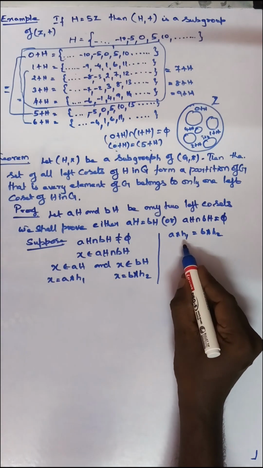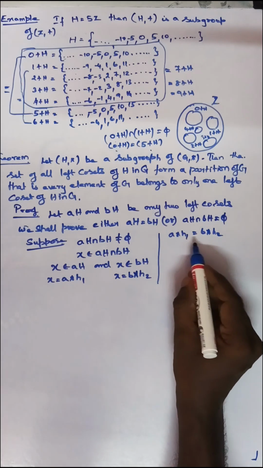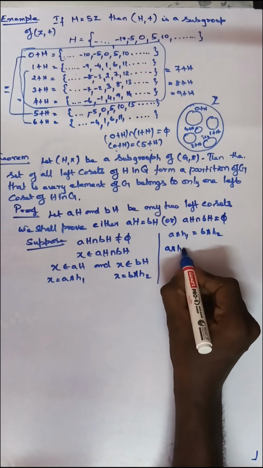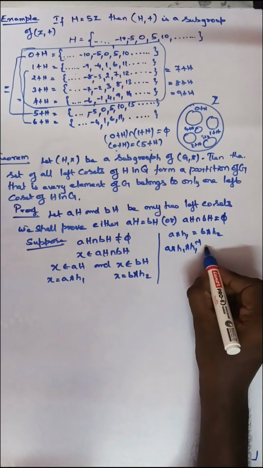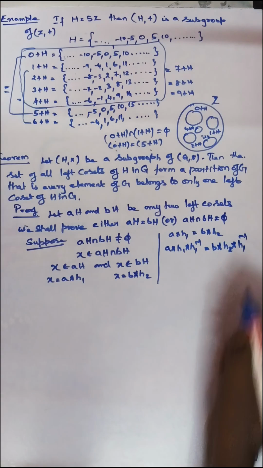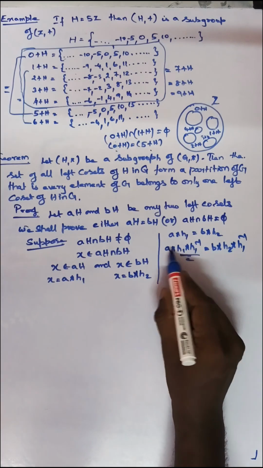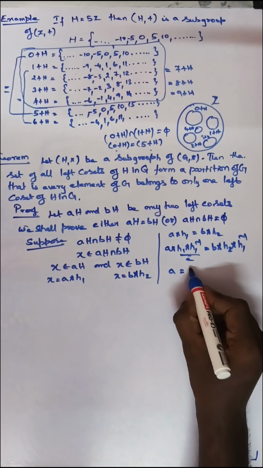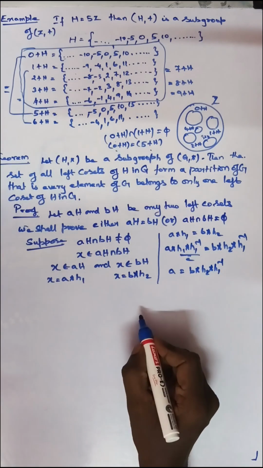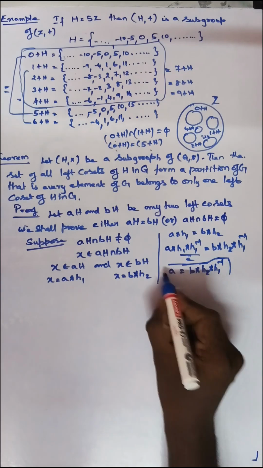Now you can post multiply by H1 inverse on both sides. Since H is a subgroup, it has an inverse also. So A star H1 star H1 inverse is equivalent to B star H2 star H1 inverse. This becomes identity, and identity times anything is A only. So A equals B star H2 star H1 inverse. Let us keep this as it is.